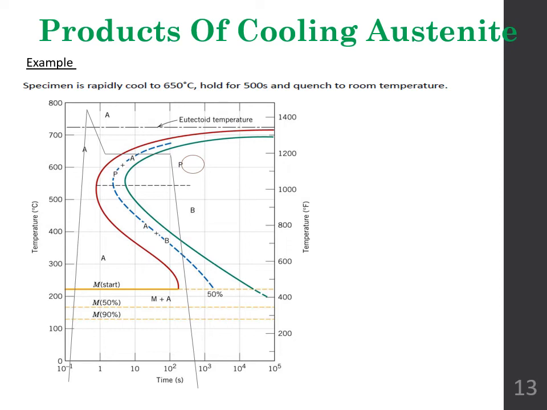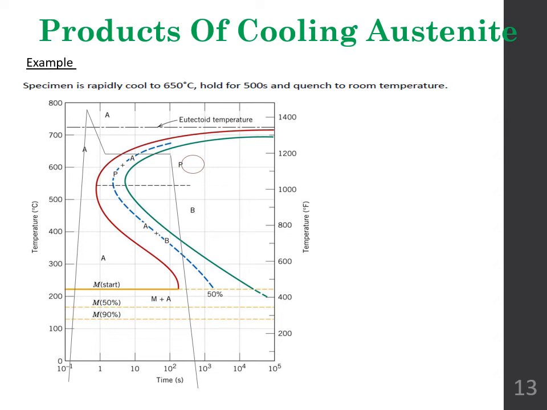What do you mean by quench? Quench is reducing the temperature. The temperature will slowly reduce to room temperature. When you turn off your oven, the temperature will slowly move downward until it reaches room temperature. As you can see, when you hold it for 500 seconds, it will become 100% pearlite, over here. So that is the product of cooling austenite, which is 100% pearlite.